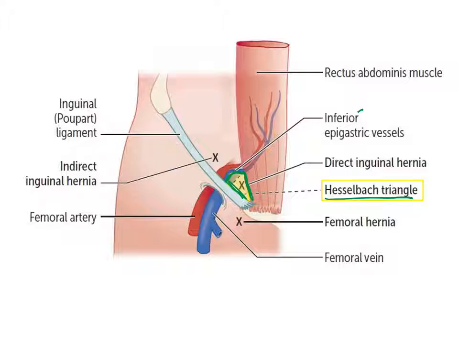A hernia that protrudes through the triangle, in other words, medial to the inferior epigastric vessels, is said to be a direct inguinal hernia. A hernia that occurs just lateral to the inferior epigastric vessels and is therefore outside of the triangle is said to be an indirect inguinal hernia. Indirect inguinal hernias often protrude through the deep inguinal ring and enter into the inguinal canal.